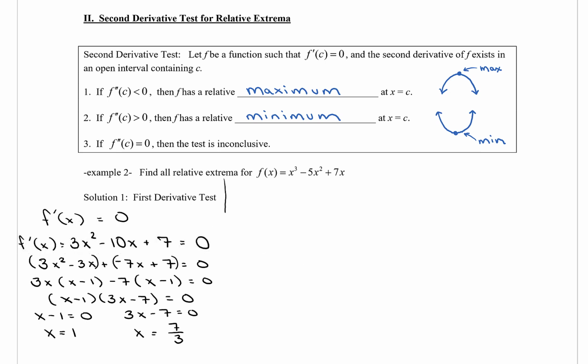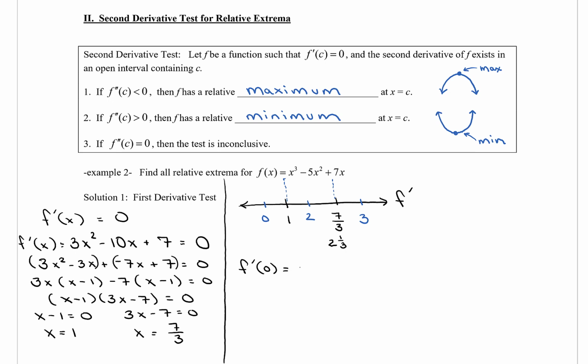On the right hand side, I'm going to draw a one-dimensional number line, and I'm going to label my critical values of 1 and 7/3. 7/3 also means the same thing as 2 and 1/3. I'm going to choose my test points 0, 2, and 3. And I'm going to label this number line with f prime, or the first derivative of f, so that I know that this number line is associated with the first derivative test.